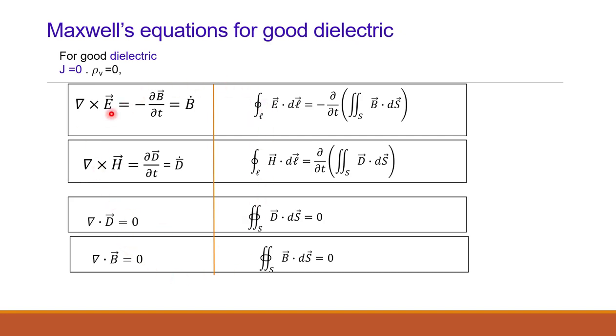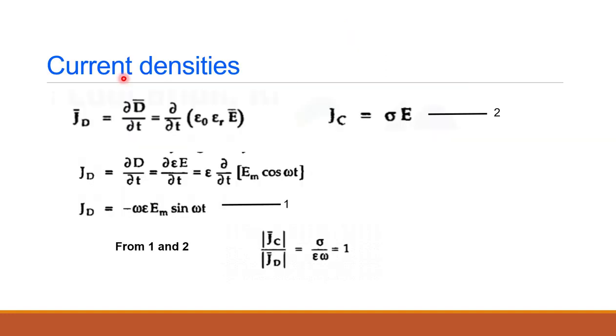So del cross E bar is equal to minus dou B by dou t, that is minus B bar dot; del cross H bar is equal to D bar dot; del dot D bar is equal to 0, and del dot B bar is equal to 0. So these are the equations for a good dielectric. When the media changes, just replace this quantity. So you have to remember the time varying field equations neatly, so that you can write all the equations very easily. Now let us concentrate on the current densities.